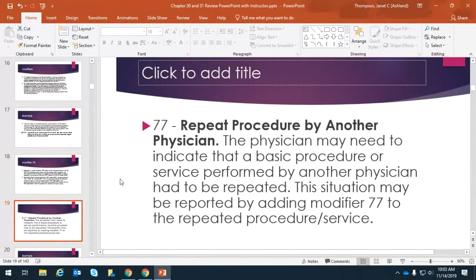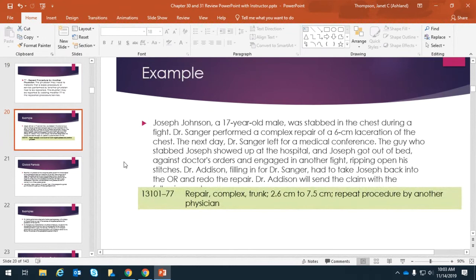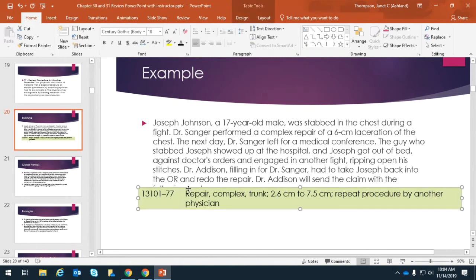There's also 77, repeat procedure by another physician or a different physician. That's somebody that didn't do the initial procedure. So the example, Joseph was stabbed in the chest during a fight. Dr. Sanger performed a complex repair of a 6-centimeter laceration of the chest. The next day, Dr. Sanger left for a conference. The guy who stabbed Joseph showed up at the hospital, and Joseph got up out of bed against doctor's orders and engaged in another fight, ripping open his stitches. Dr. Addison, filling in for the previous doctor, took Joseph back to the OR to redo his repair. So that is captured with that modifier 77.